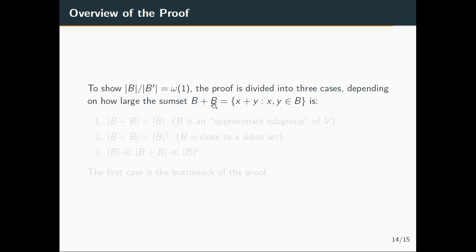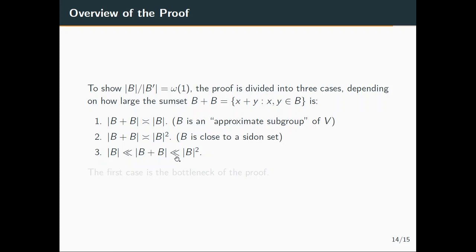We look at the sumset B plus B and divide the proof into 3 cases depending on how large the sumset is. The first case is when the cardinality of B plus B is close to the cardinality of B. This means B is approximately a subgroup or a coset of a subgroup of the vector space V. The second case is when the cardinality of B plus B is close to the square of the cardinality of B. This means B is close to what people call a Sidon set in additive combinatorics. The last case is the case between the previous 2 cases. So the cardinality of B plus B is much larger than the cardinality of B, but much smaller than its square. And it turns out that the first case is the most difficult case, and it's also the bottleneck of the proof. So if you want to improve our result, you just need to focus on the first case.